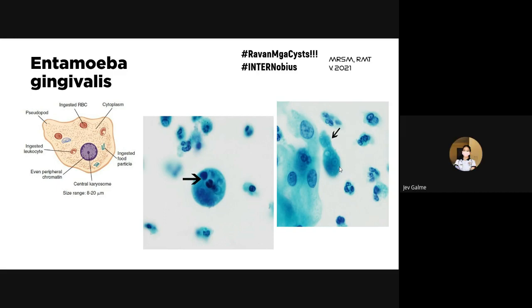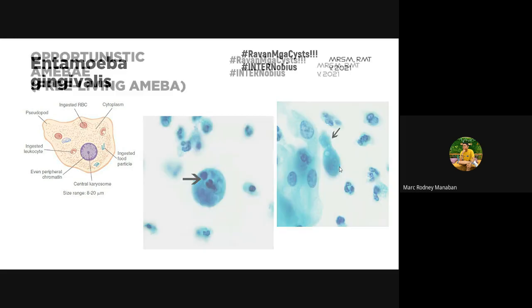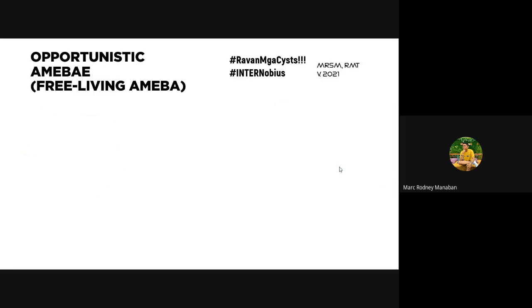Entamoeba gingivalis. Again, Entamoeba gingivalis was recovered in some patients from the vagina, but not common. Okay, there have been cases. There have been reports. All right, so that's for the non-pathogenic amoeba, both intestinal and Entamoeba gingivalis. So we'll now proceed to the last type of your amoeba, your free-living amoeba.